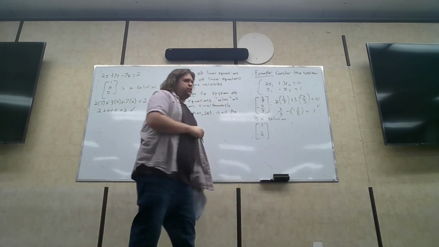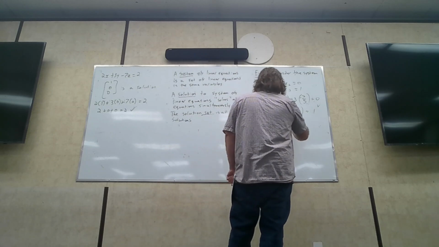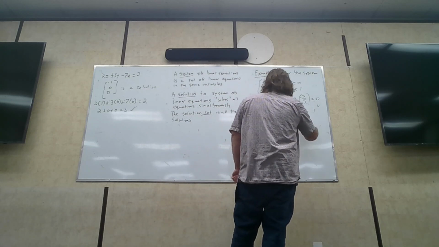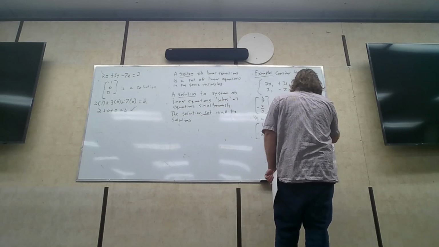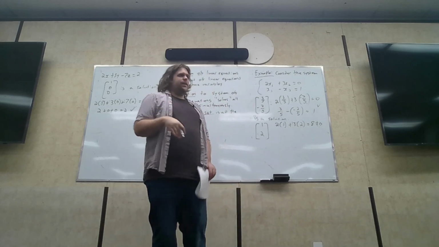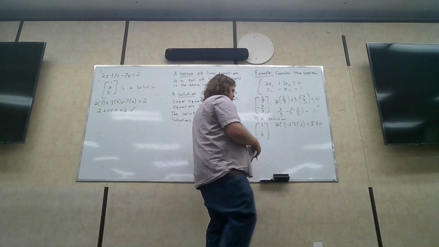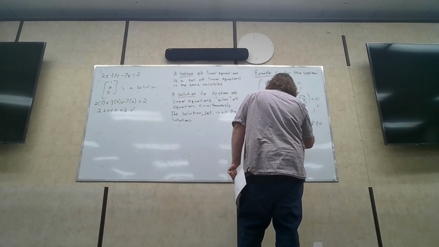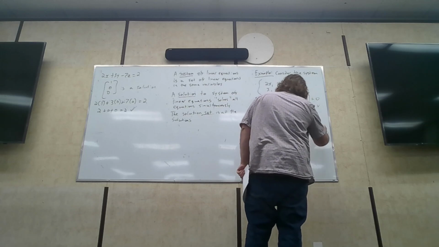Let's see, is this a solution? So 2 times 1 plus 3 times 2. So that's 8, which is not 0. So already we don't even have to keep going, right? Because it has to solve both equations. It didn't solve the first one. Who cares what it does to the second one? So it is not a solution. And it has to work for both.